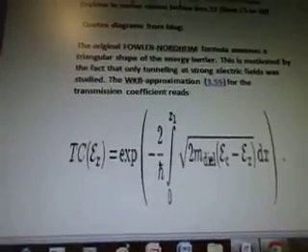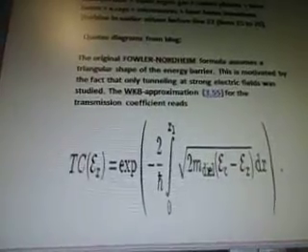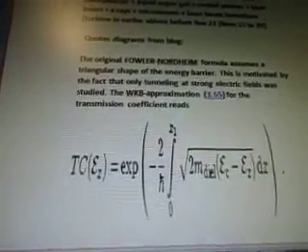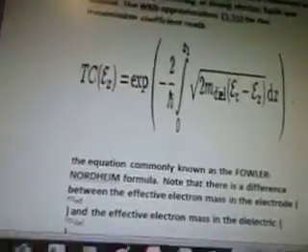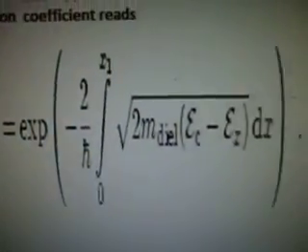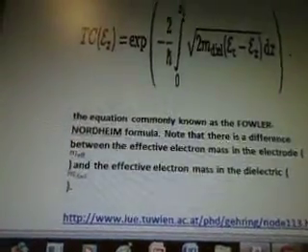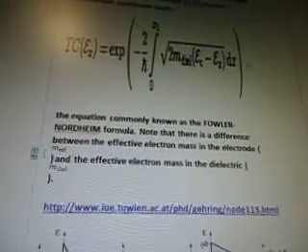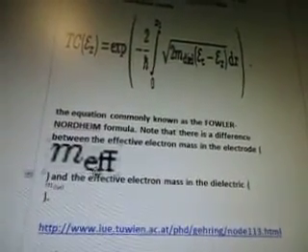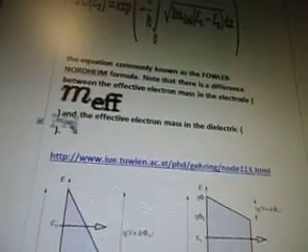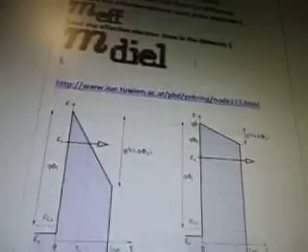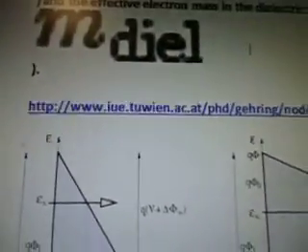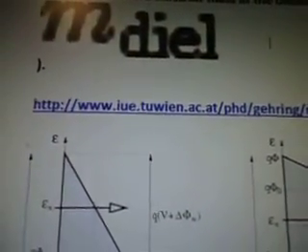The original Fowler-Nordheim formula assumes a triangular shape of the energy barrier. This is motivated by the fact that only tunneling at strong electric fields was studied. The WKB approximation 3.55 for the transmission coefficient reads as follows. Okay, there's the equation. Equation commonly known as the Fowler-Nordheim formula. Note that there is a difference between the effective electron mass in the electrode, MEFF, and the effective electron mass in the dielectric, MDIEL. And it's from www.iue.tuwien.ac.at.